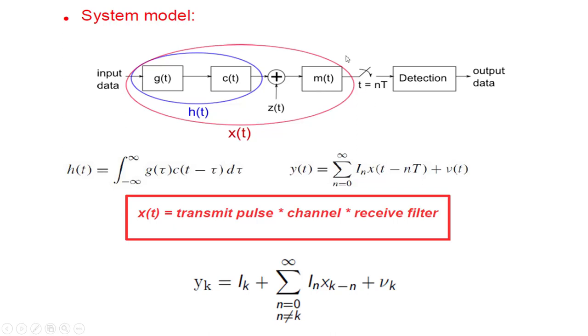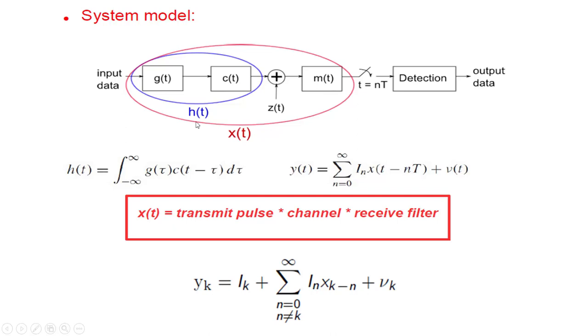So at this point, before the sampler, the y(t) signal will be received, which is basically the delayed versions of the x(t) pulses received here, x(t) minus nT. It's actually a bit stream of pulses modulated with the input bits. So y(t) is actually the overall waveform that we will receive. The input bits will be modulated onto the pulse, passed through the channel, and received at the receiver.